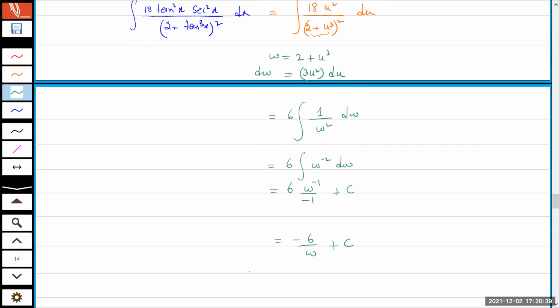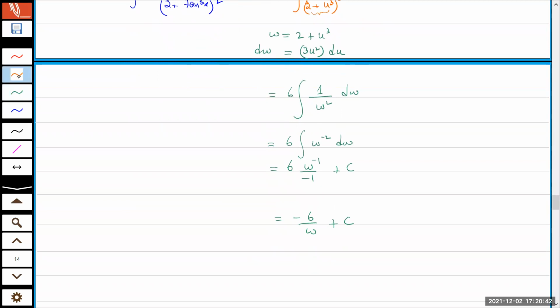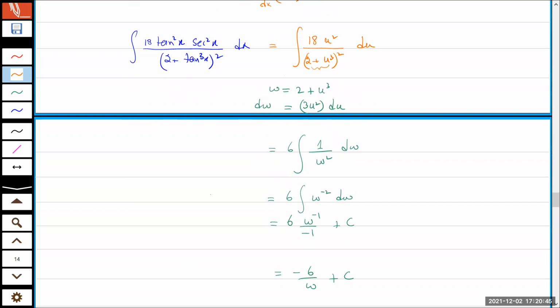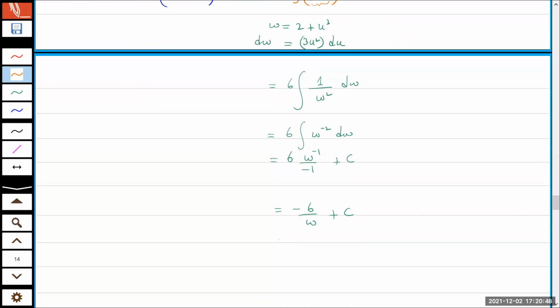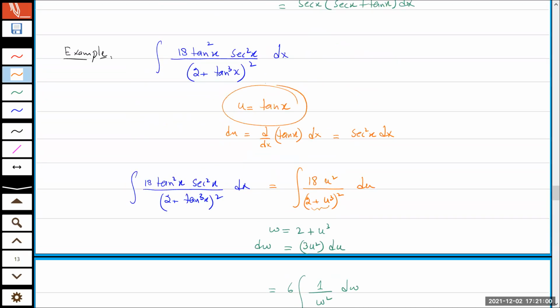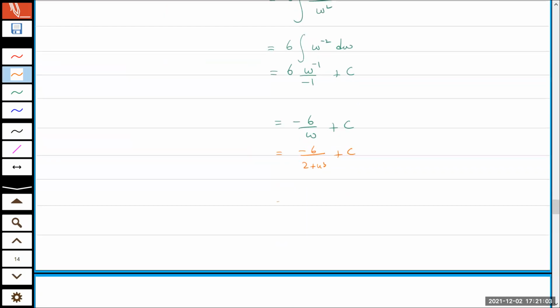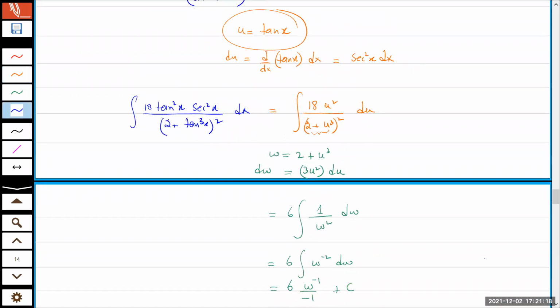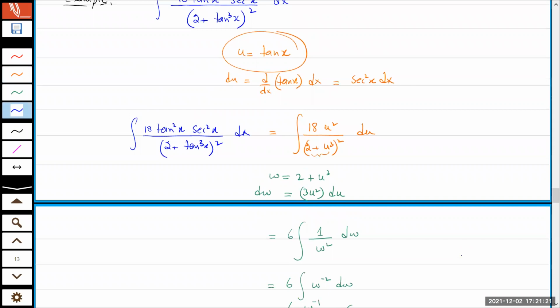But now I have to go back step by step. My second substitution was w equals 2 plus u cubed. This becomes negative 6 divided by 2 plus u cubed, not w, plus c. And then my u was equal to tan x in my very first substitution. Finally, it's negative 6 divided by 2 plus tangent cubed x plus the constant of integration. So in this case, I had to do two substitutions. I had to do a substitution within a substitution to find the indefinite integral.